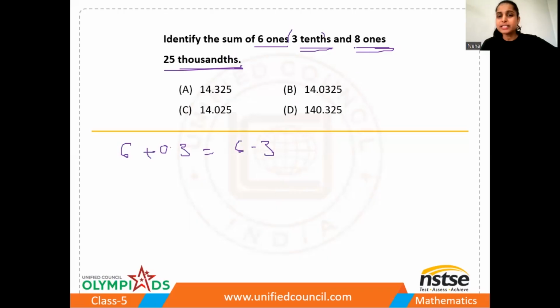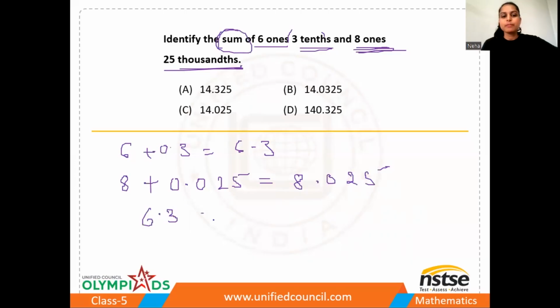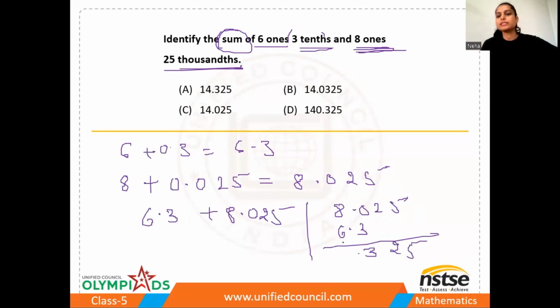Similarly, the second one is 8 ones. 8 ones, that means 8 plus 25 thousandths. 25 thousandths means what? It is 0.025, right? So this is 8.025, correct? So what we have to do? We have to find the sum of these two numbers. That means 6.3 plus 8.025, right? So if I add 8.025 to 6.3, it will be 5 remains the same, 2 remains the same, 3 remains the same. 8 plus 6 is 14. So this is 14.325. 14.325. Yes, option A is your right answer. Alright, perfect.